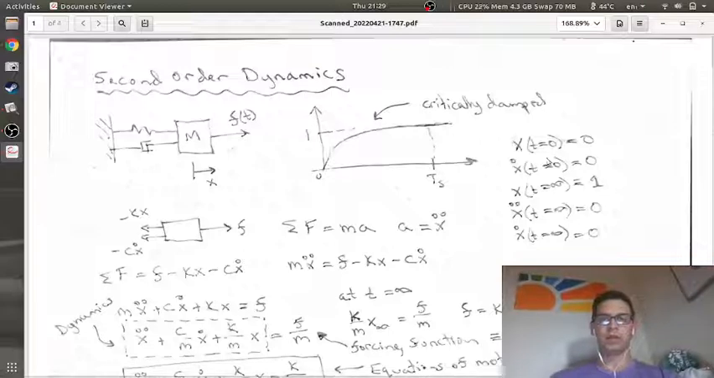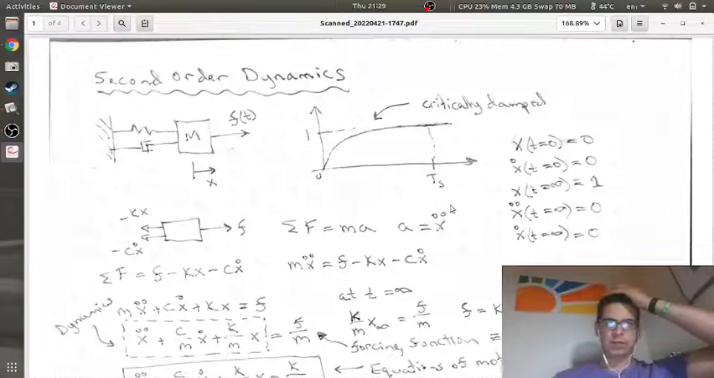So the initial conditions are such that the initial position of the mass is 0 and the initial velocity of the mass is 0, but the steady state value of the position is 1. This value here is the settling time, so that's when the value is within 2% of the final value. And then the acceleration and velocity in steady state are both 0. To solve this problem, you have to use just standard sophomore dynamics.